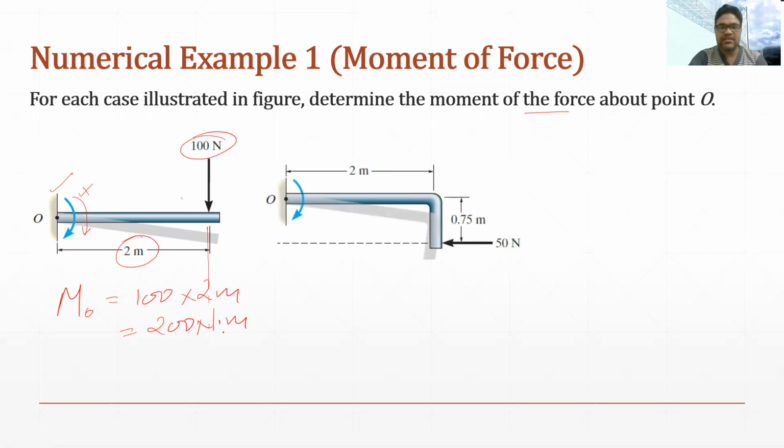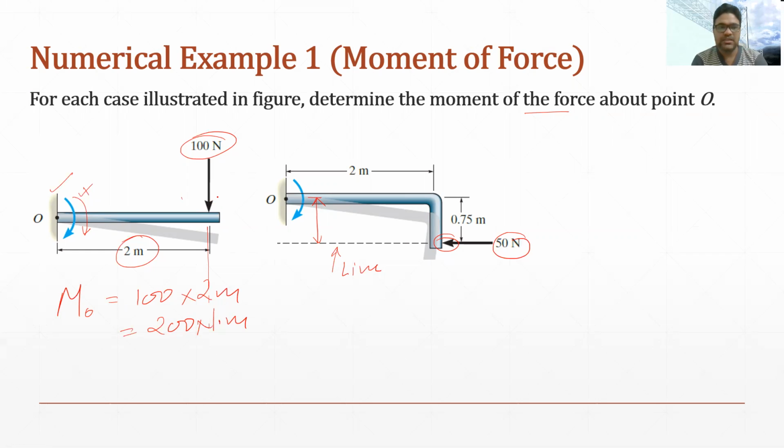Similarly, we have the second case. In this case also, we have to find the moment. You can see the direction of the force is right to left, which is 50 Newton, and the sense is leftward. The line of action of the force is shown by this dotted line. We will always see the line of action, and we will measure the perpendicular distance with reference to the line of action. So the perpendicular distance of point O from the line of action will be this one, because the sense of this force is leftward.